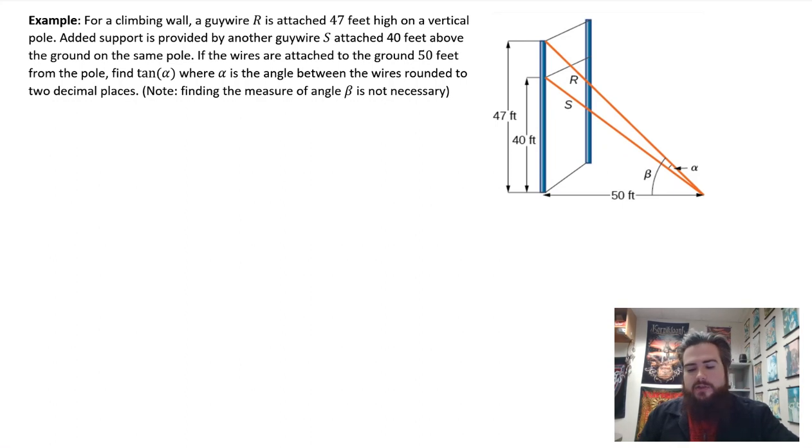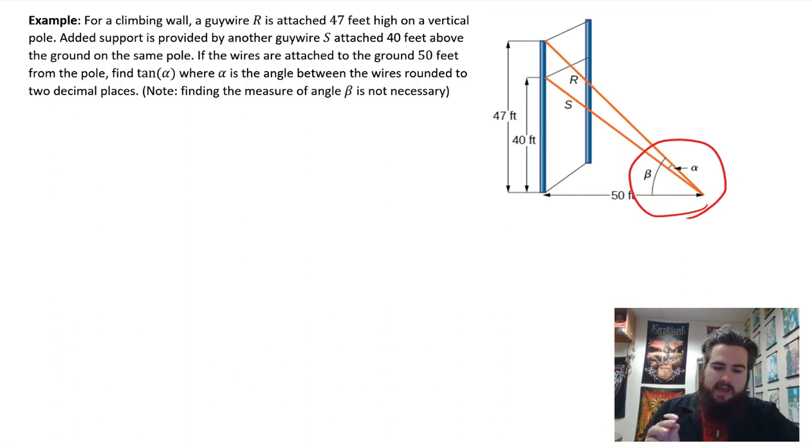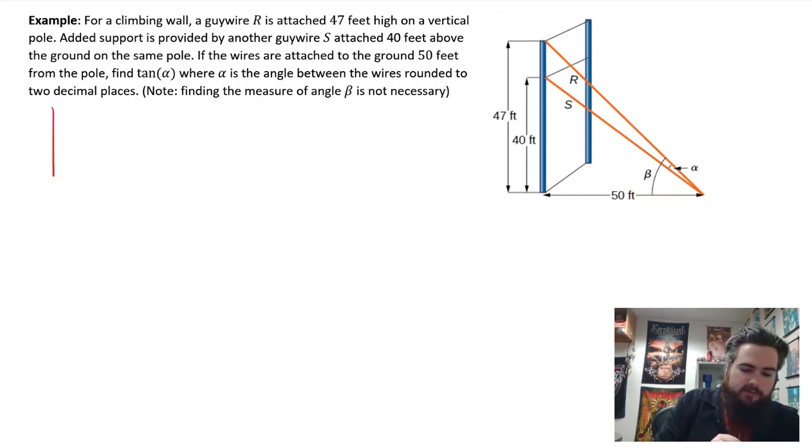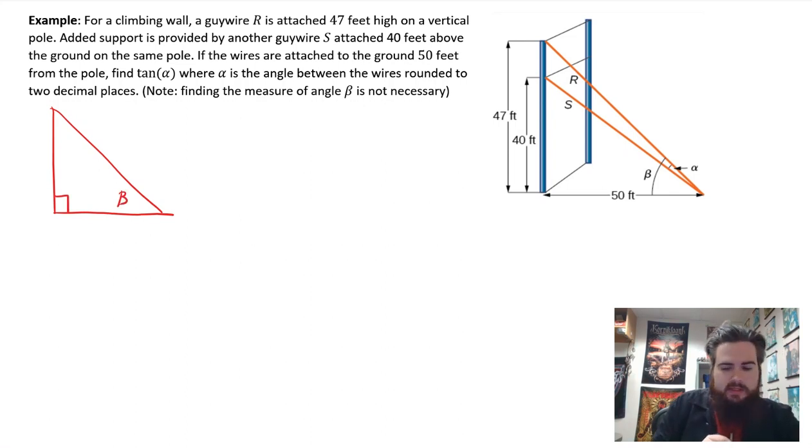For the other angle measures that are presented here, though, from this diagram, we have that beta is corresponding to the angle measure from the horizontal line, so from the ground up to the value for R. So that means we really have a triangle, a right triangle in particular, with beta, where we know the opposite side for R is 47 and the adjacent side here is 50.